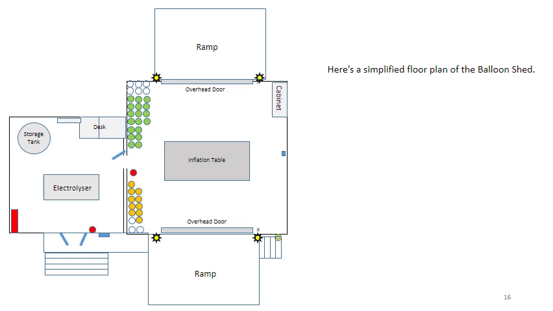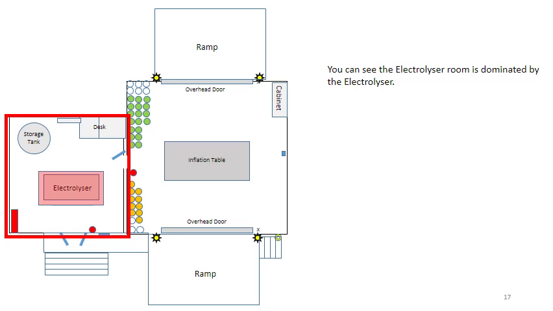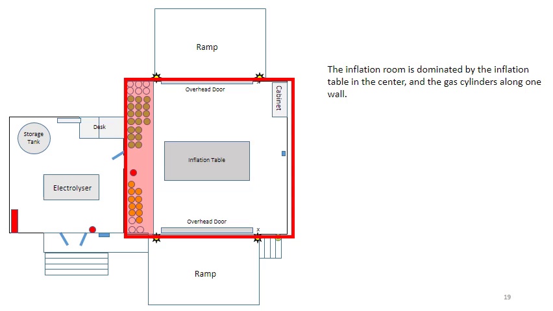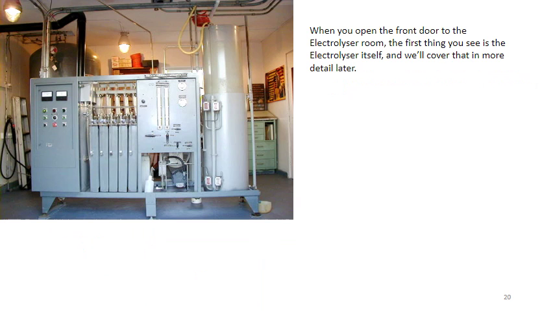Here's a simplified floor plan of the balloon shed. You can see the electrolyzer room is dominated by the electrolyzer. The inflation room is dominated by the inflation table in the center and the gas cylinders along one wall. When you open the front door to the electrolyzer room, the first thing you see is the electrolyzer itself, and we'll cover that in more detail later.